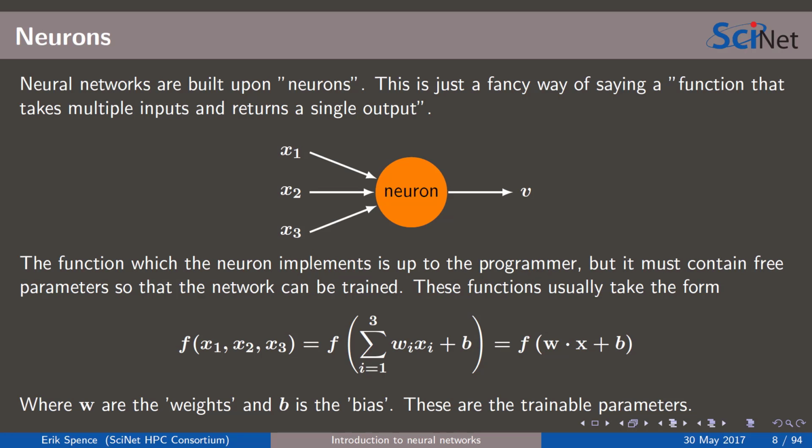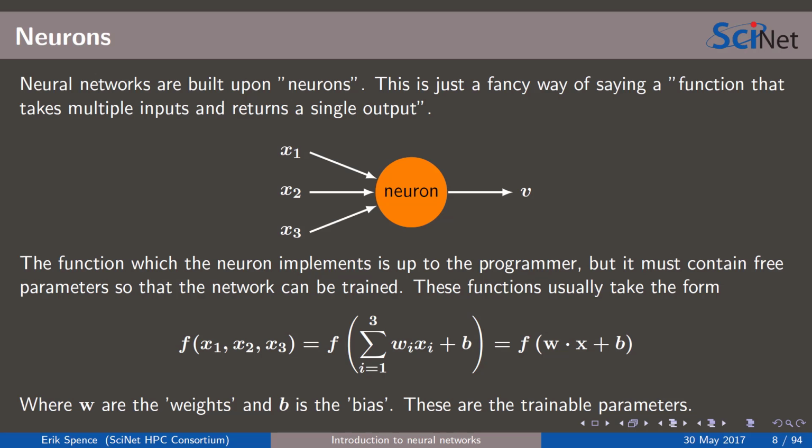Neural networks are built on a concept called a neuron. All that means is a function that takes multiple inputs and has a single output. That's it. Okay? They use this fancy term neuron, which kind of freaked me out when I started reading about it until I realized that that's all it was. It's just a function. All right?